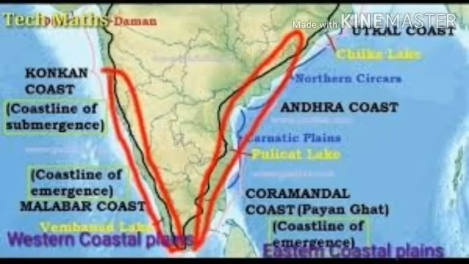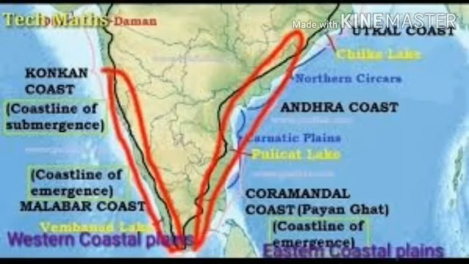Students, Lake Chilika is the largest saltwater lake on the eastern coast. It is famous as a winter home for migratory birds. It lies to the south of Mahanadi Delta.